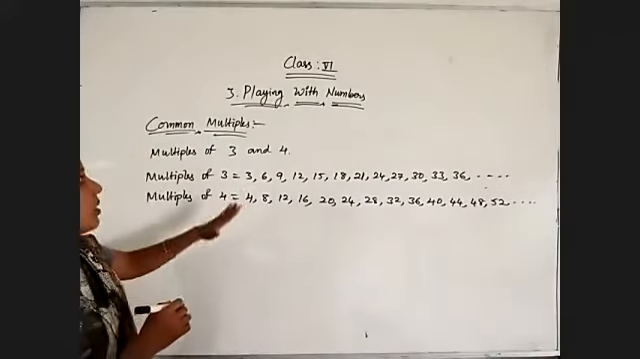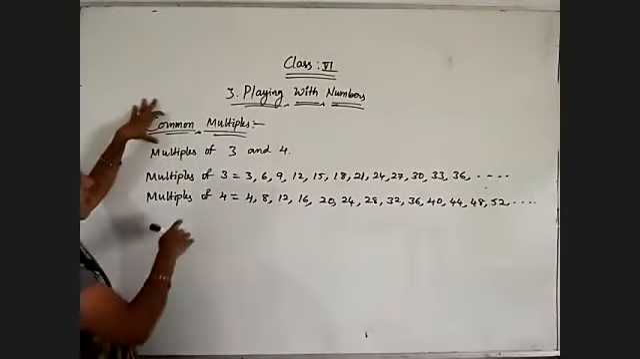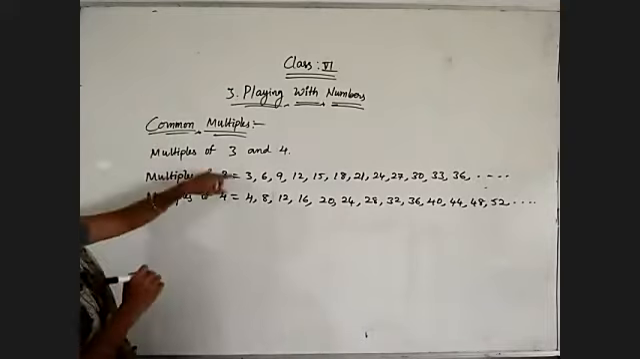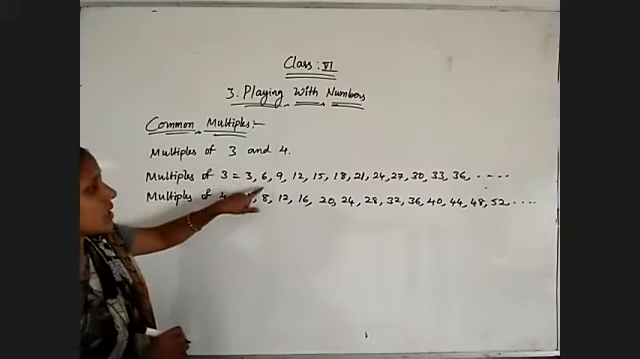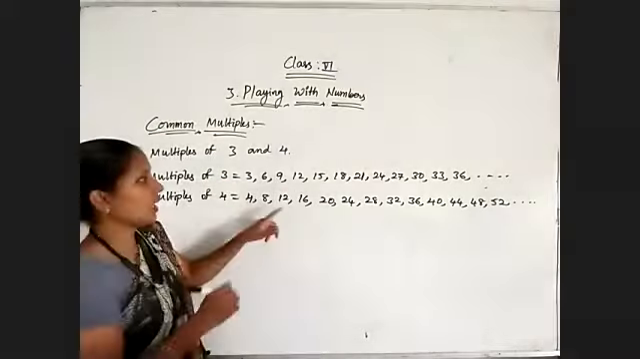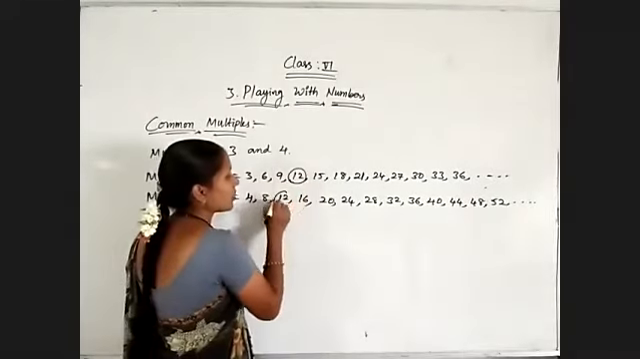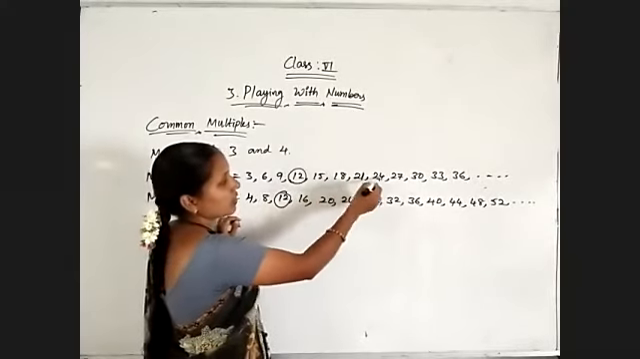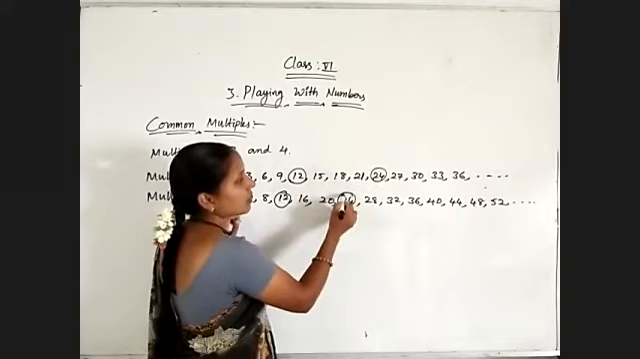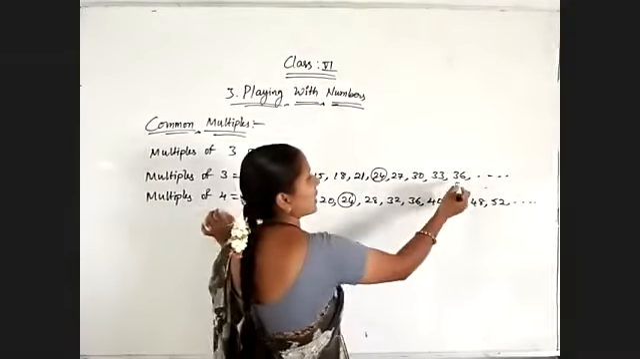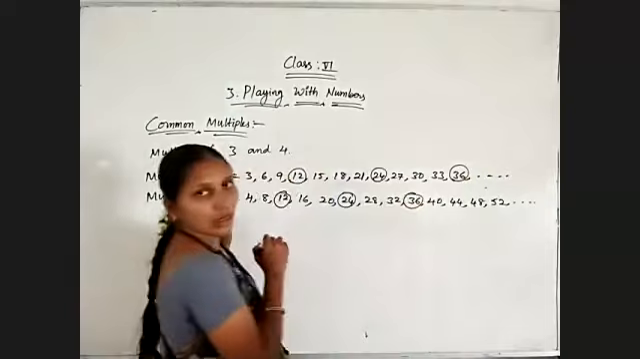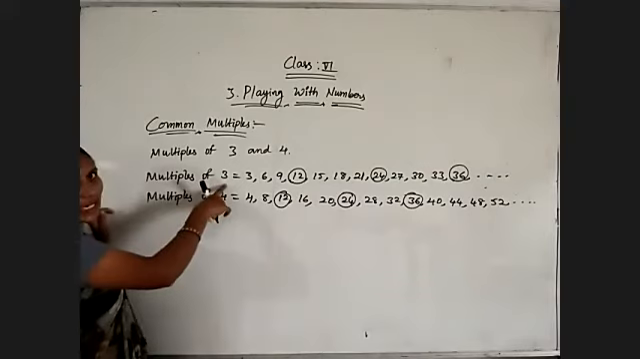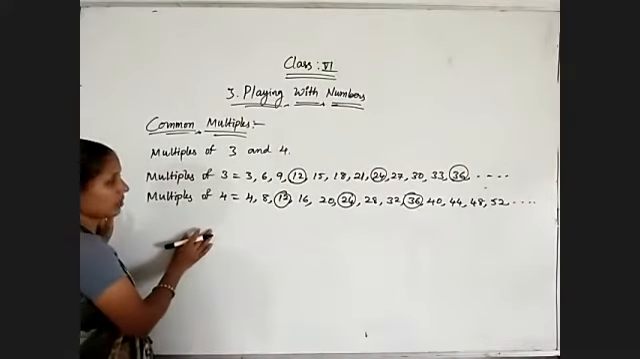Now we are talking about common multiples. What are the common multiples of 3 and 4? Observe. 3 is not there, 6 we don't have, 9 not there, 12. The common multiple of 3 and 4 is 12. Then 15, 18, 20, 24. 24 is common. And 36 is common. Multiples will not end, so common multiples of those two numbers also will not end.